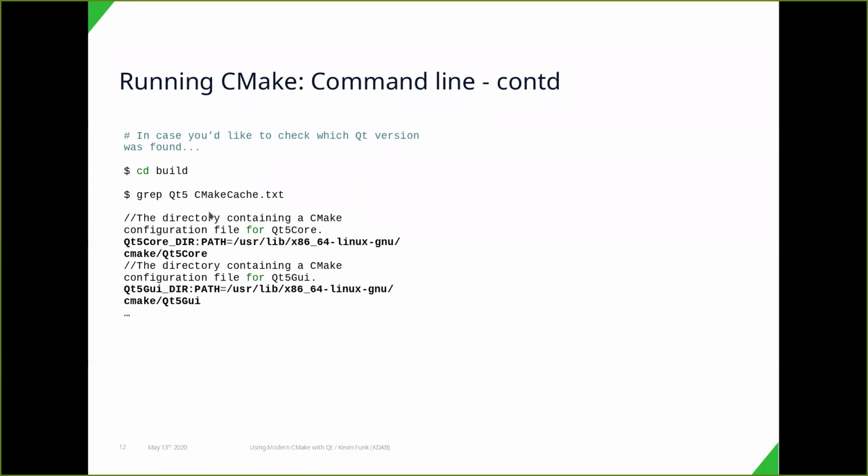And if we want to figure out what kind of Qt we found, just grep for Qt5 in that file, and you'll see we ended up with these locations. So Qt5Core was found in this directory, Qt5Gui was found in that directory. And of course, on Windows, this looks completely different, but in the end, this gives you an idea where these things were found. Obviously, if there's no Qt install found at all during the CMake run, CMake will complain and bail out pretty early.